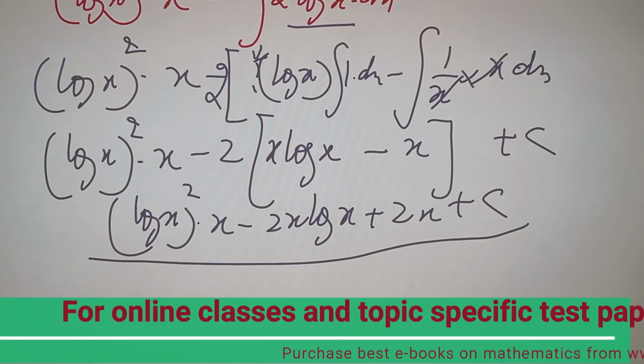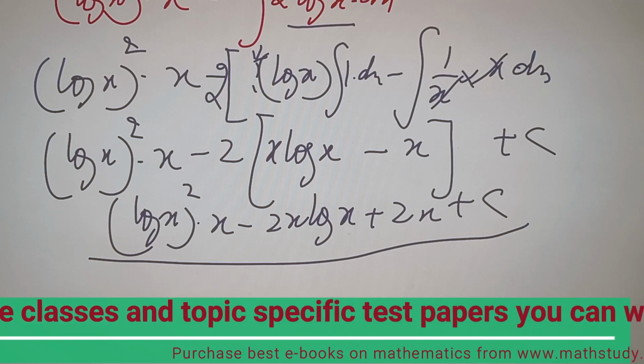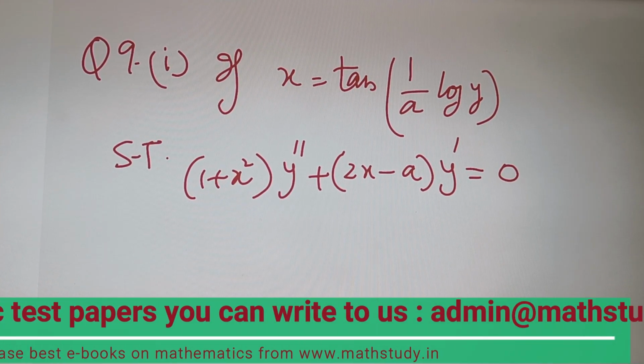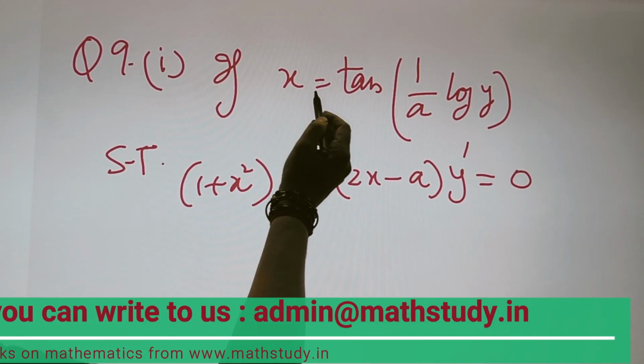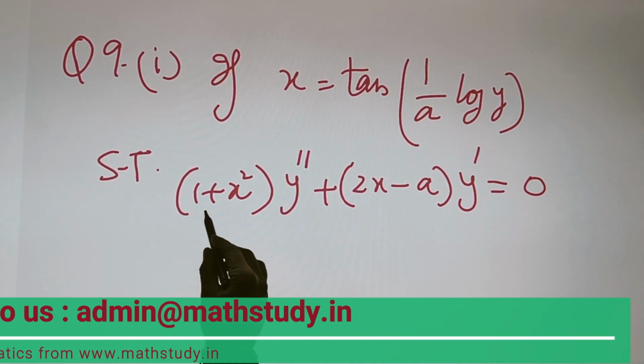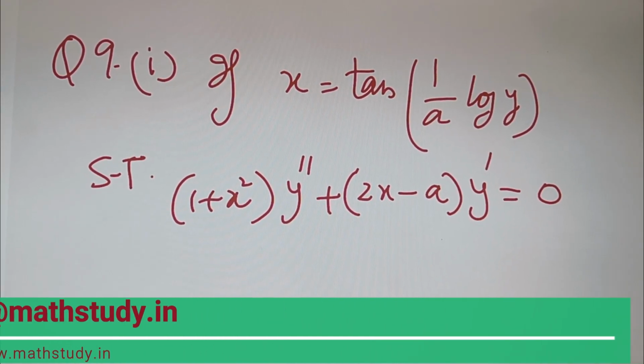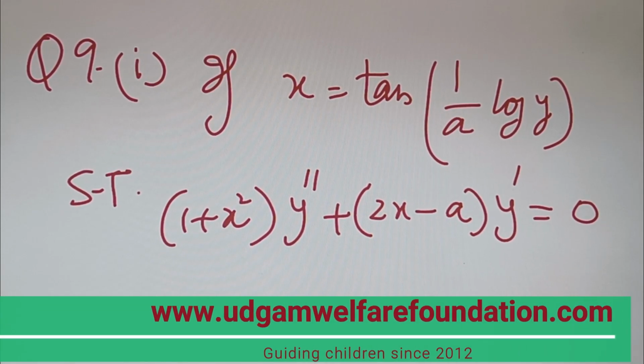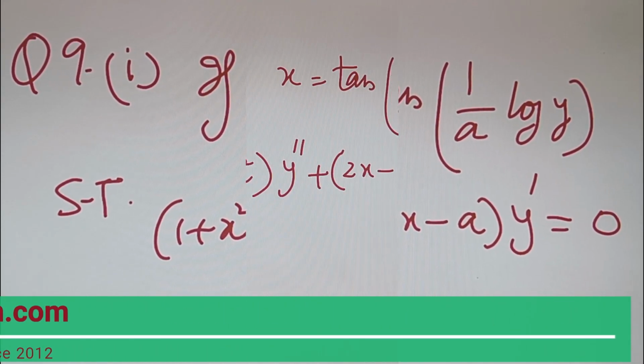Now let's move towards question number 9 of ISC Board 2025. So students, this is question number 9 first part. Here it is stating that if x equals this, then we have to show that (1 plus x²) into y double dash, that is d²y by dx², plus (2x minus a) into y dash is equal to 0. So let's see how we can proceed here.